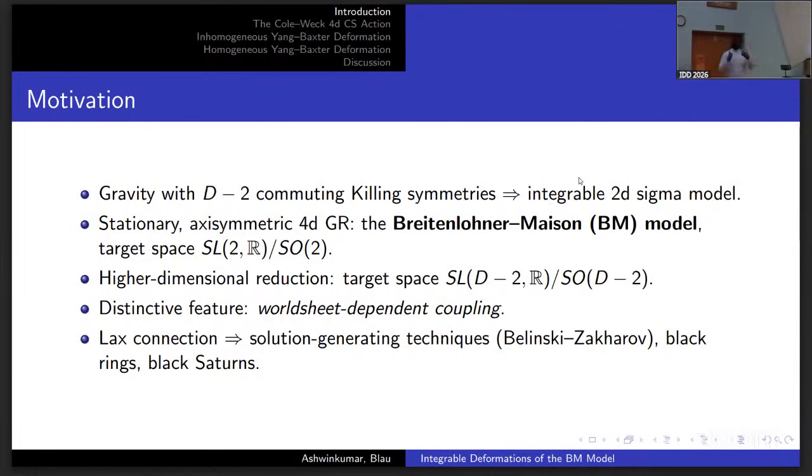So why this description of the stationary axisymmetric sector of, say, 4D GR is interesting is because starting from this Lax connection, you can generate solutions to Einstein's equations in the stationary axisymmetric sector. And this was developed by Belinsky and Zakharov. And in particular, you're really looking at black hole solutions, or in higher dimensions, black ring or black Saturn solutions, whereby the generation of new solutions from, say, some seed solution can be understood as a kind of singular gauge transformation of the Lax connection.